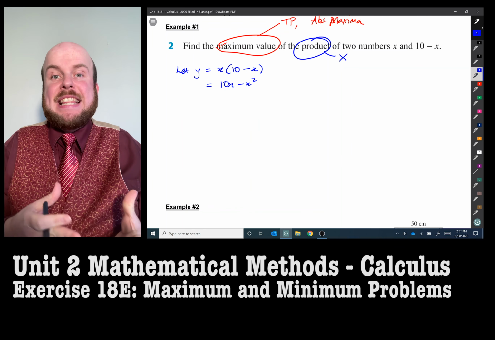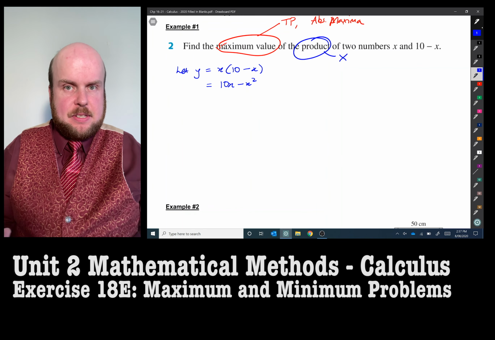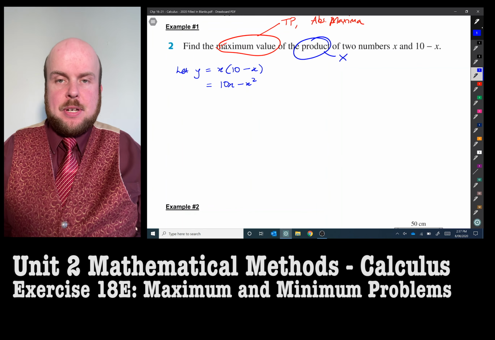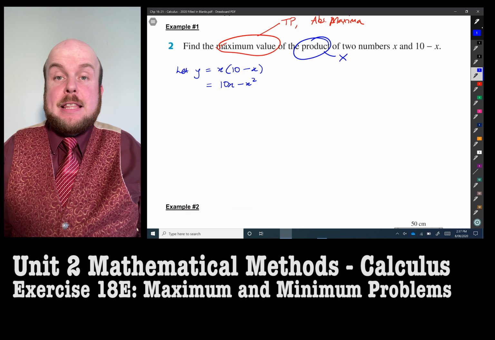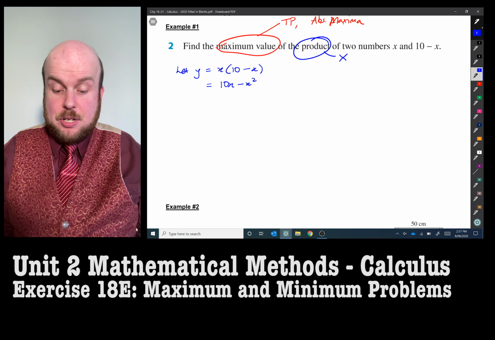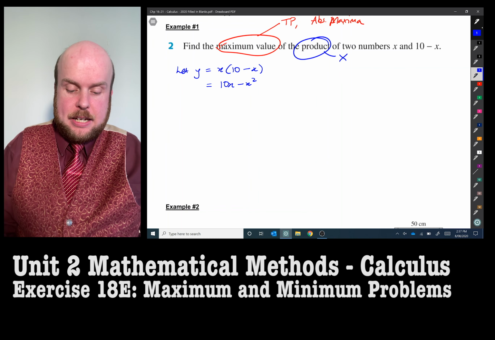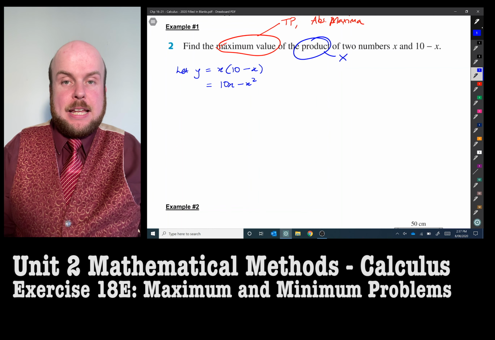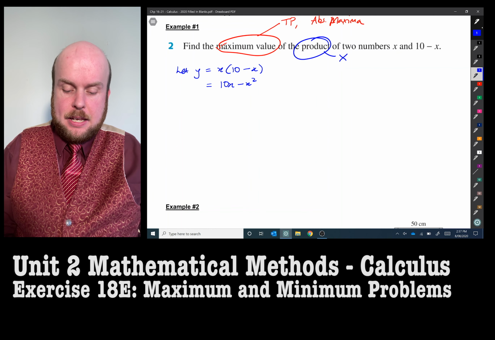I've just made the answer equal to y. I've just set y as whatever the answer might turn out to be. So we want to find the maximum value. In other words, we need to establish a turning point. This is a quadratic. How can I tell it's a quadratic? Because we've got that x squared is the largest power there.